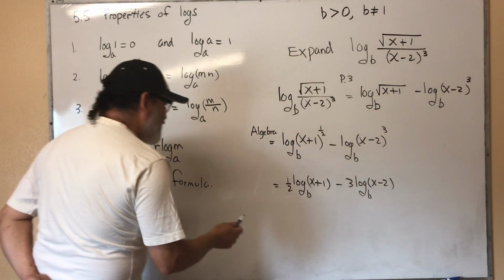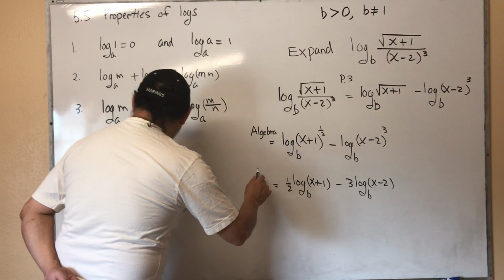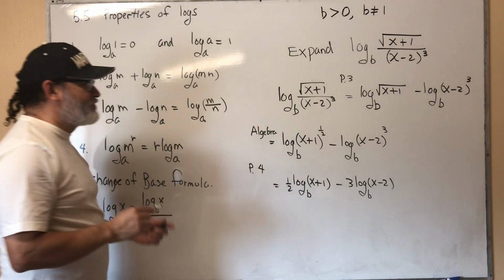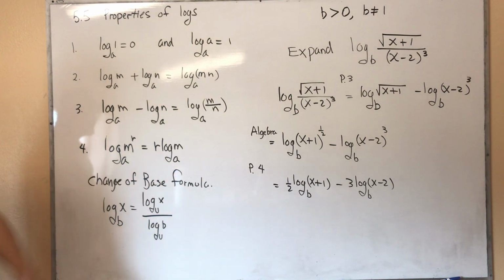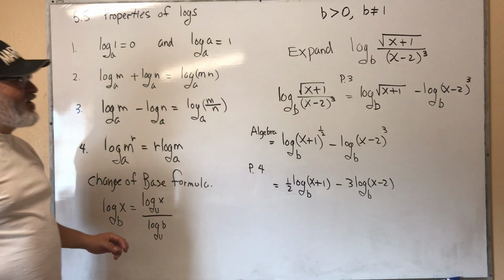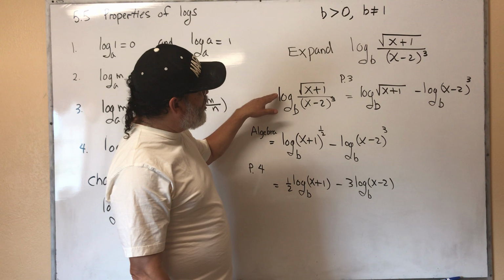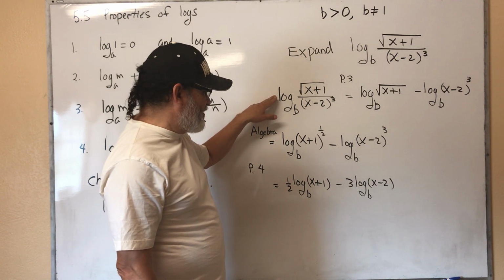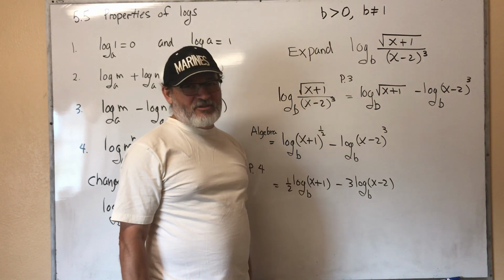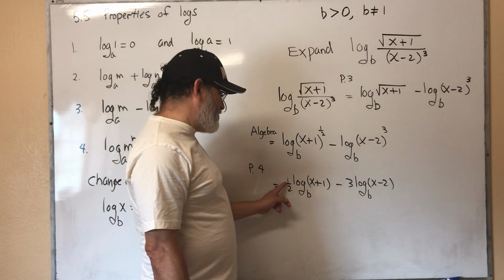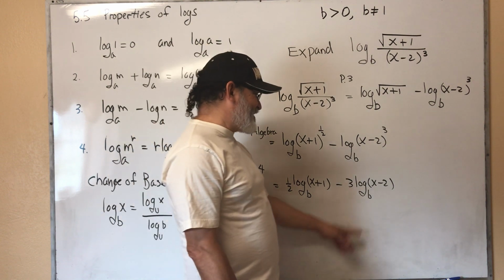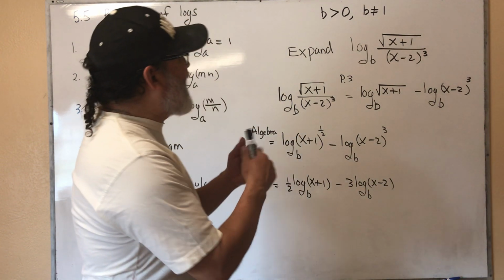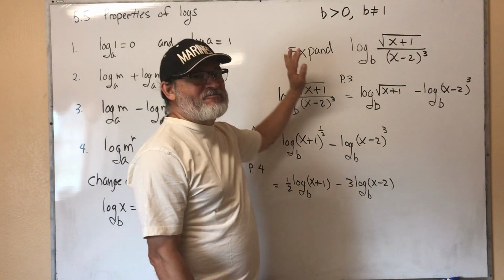And how do we get that? What do we use? Property number 4. And there you go. We started with a single logarithm. We made it into 2 logarithms. The first one is being multiplied by half. The second one is being multiplied by -3. So we have expanded. That's what we say, expand.